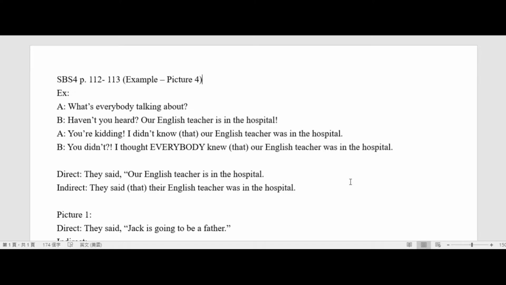What's everybody talking about? Haven't you heard? Our English teacher is in the hospital. Now you're kidding. I didn't know that our English teacher was in the hospital. You didn't? I thought everybody knew that our English teacher was in the hospital.